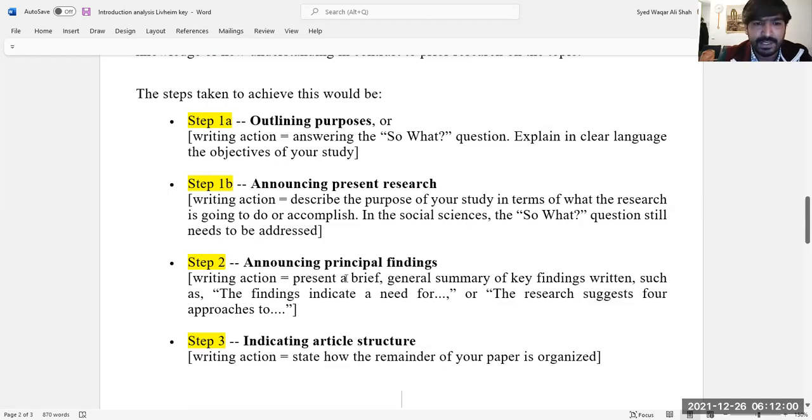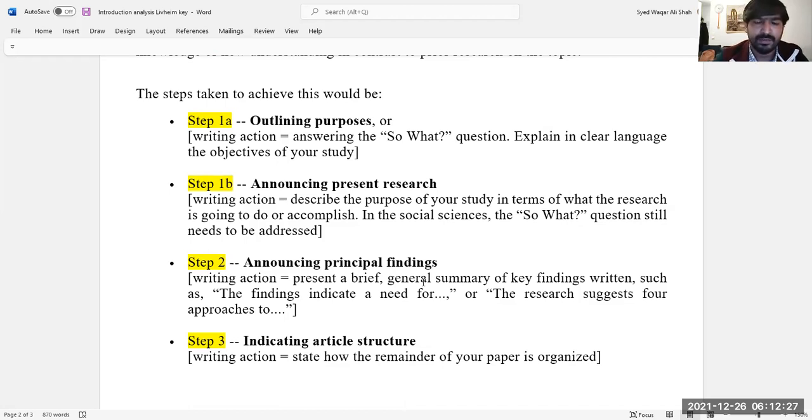And then it may be announcing the principal findings. By announcing the principal findings, you have to create a general picture of the existing body of literature: what kind of findings exist in the different studies that you have reviewed, and based on that, what your research is going to do. That can be done in Move 3.